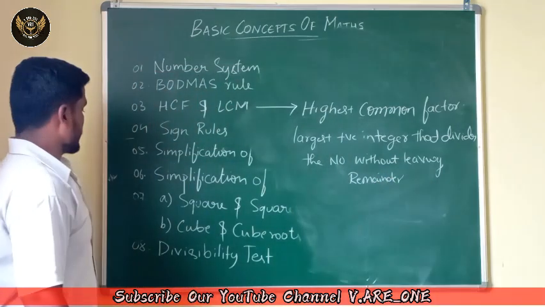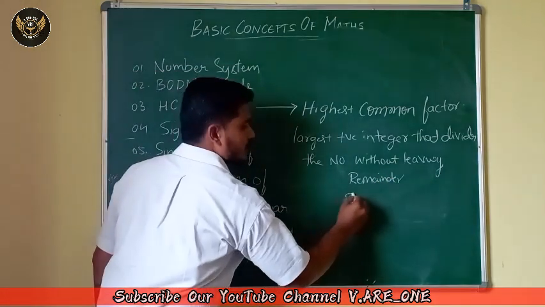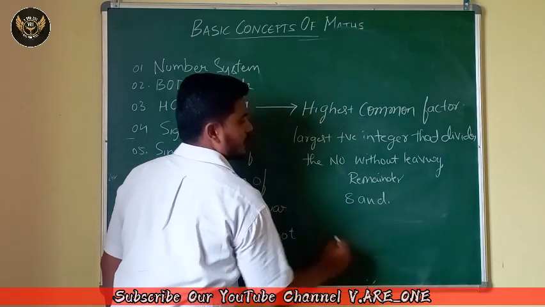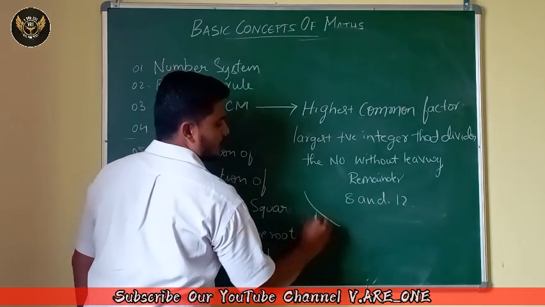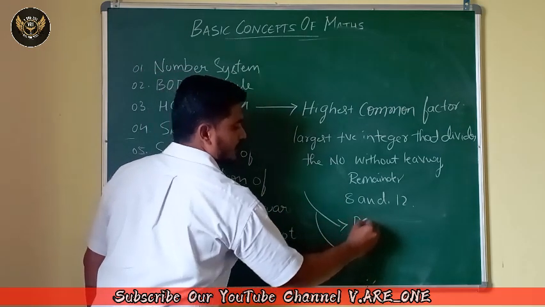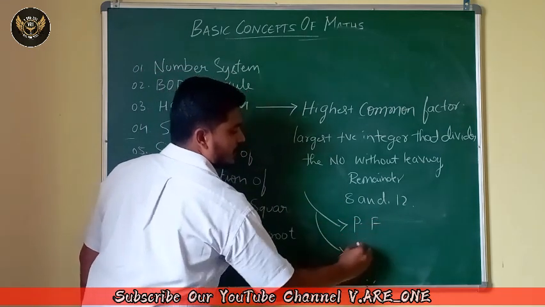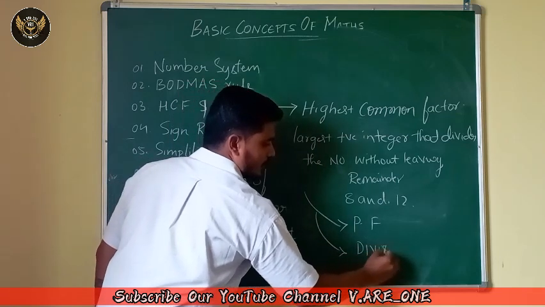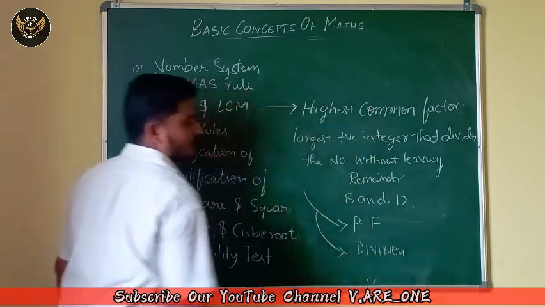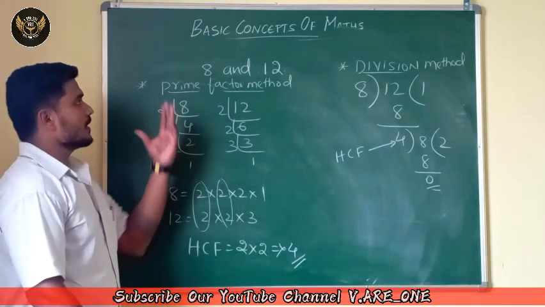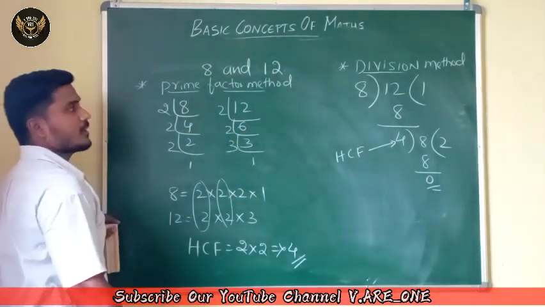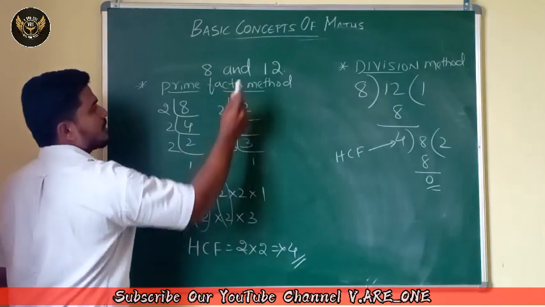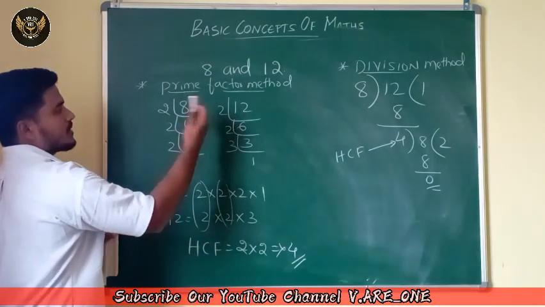For example, if you take the numbers 8 and 12, here HCF can be found by two methods. One is the prime factorization method, another one is the division method. In the prime factor method, we have to take the two numbers separately.